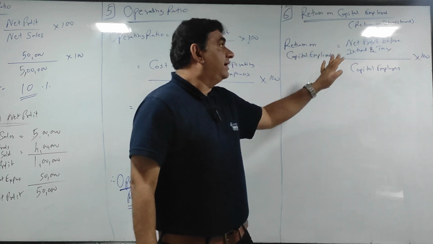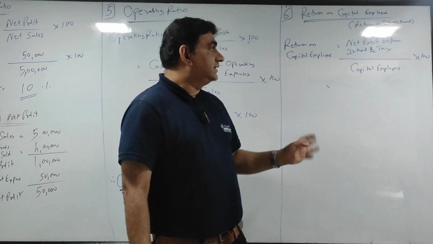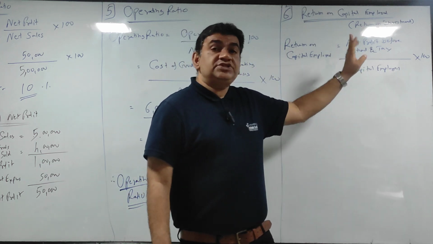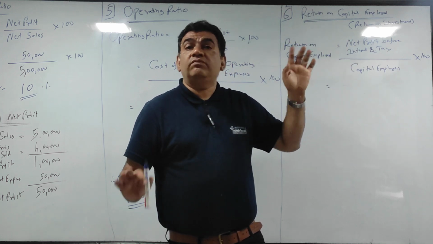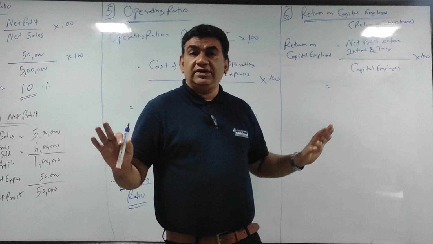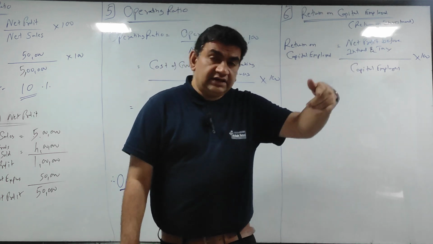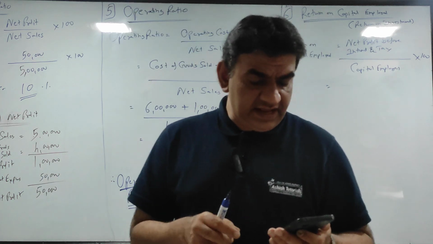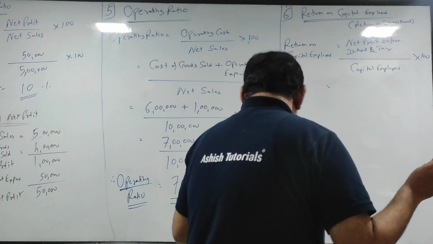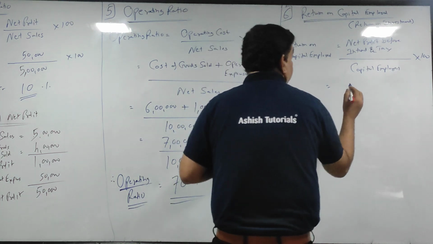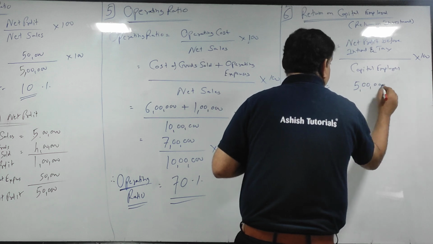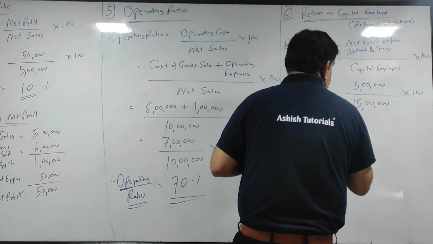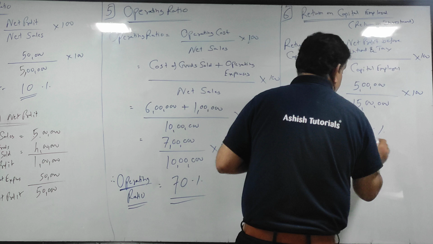So return on capital employed is net profit before interest and tax upon capital employed into 100. Got it? Tax means before income tax and interest means before interest on borrowed funds. But as I told you, that is not prescribed in your syllabus. They will straight away give you. Okay. Now here also I have kept it very simple. मैंने straight away net profit before interest and tax दिया है. देखो कितना है? 5 lakhs and your capital employed is 15 lakhs. So 5 lakh is my net profit upon my capital employed 15 lakhs. 5 threes are 15. You see, this is 30%.